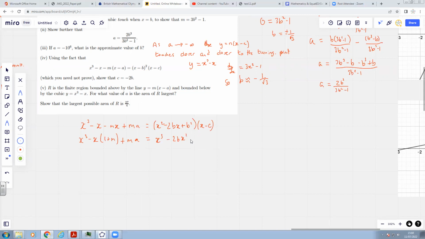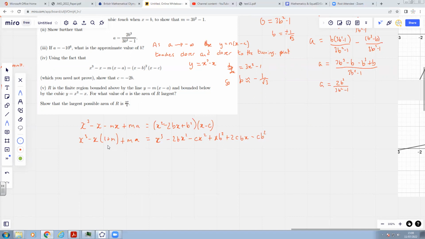Now let's collect all the x terms together: minus cx squared, and then plus xb squared, and then minus 2cbx, or plus 2cbx, sorry, and then minus cb squared.